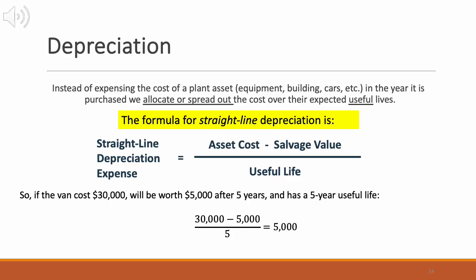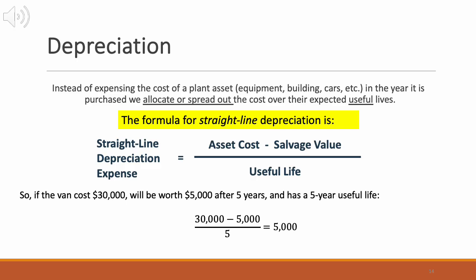Think of it like this. If a company buys a delivery van for $30,000 and expects it to last 5 years, we don't expense $30,000 right away. Instead, we expense a part of it each year to match the cost with the revenue it helps generate. The formula for straight line depreciation is depreciation expense equals asset cost minus salvage value divided by useful life, where asset cost equals what you paid for it, salvage value equals what you think you can sell it for at the end of its life.